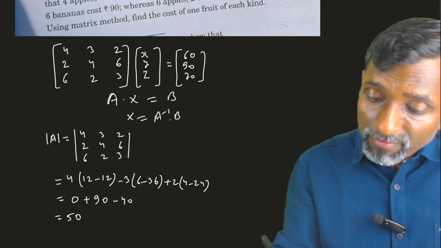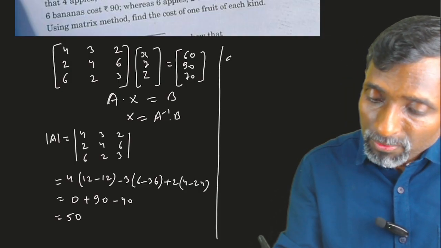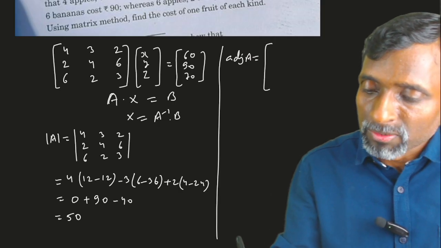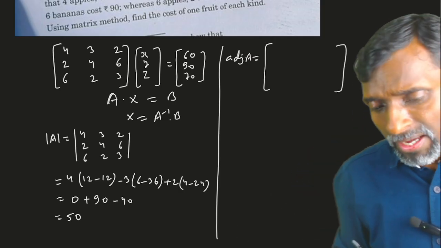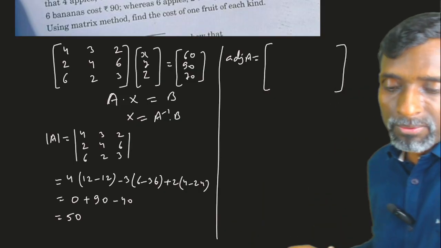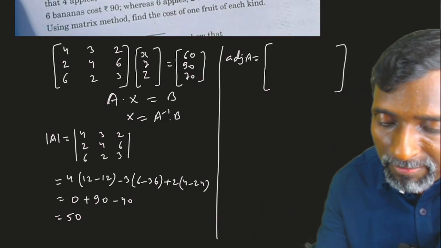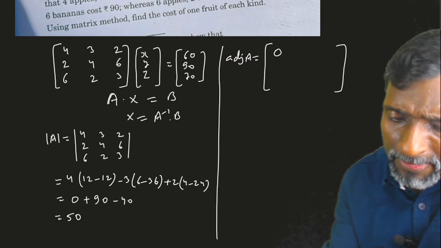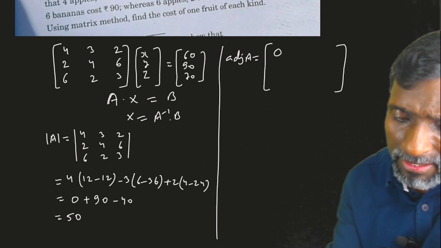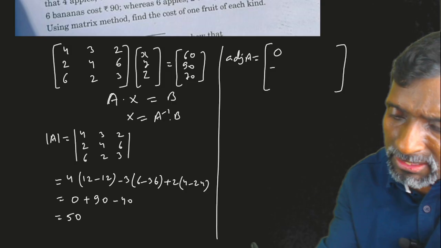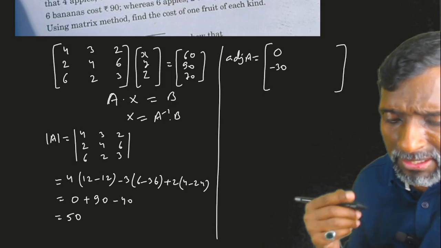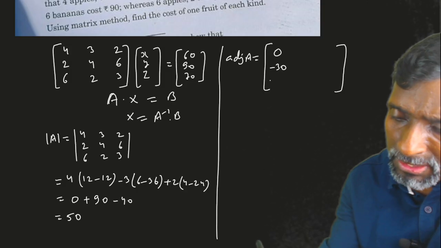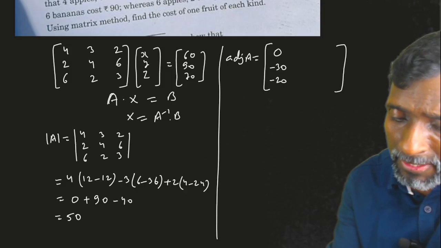Very good. So now we can find the adjoint. As you know, adjoint of A. We are solving it in 3 steps, but I am solving it directly. So we have to find the cofactor of every element. So it will be 4 times 3 is 12 minus 12, 0. Okay. The second element we can find as 3 times 6 minus 36 is minus 30. We will change the sign further. 2 times 4 minus 24 is minus 20. Okay.